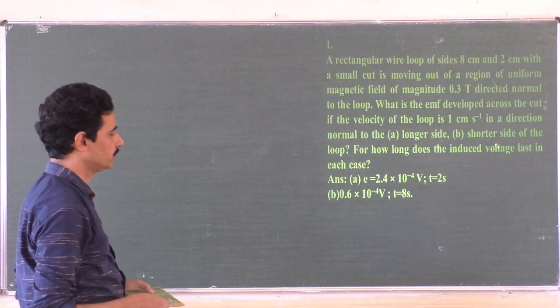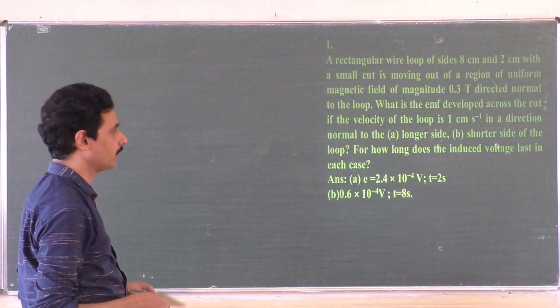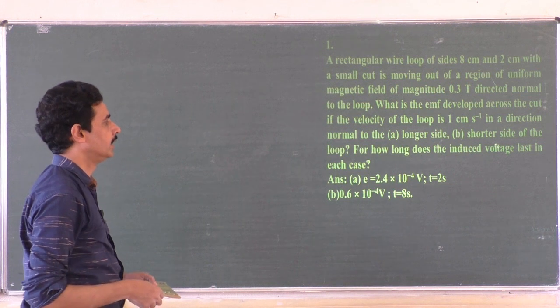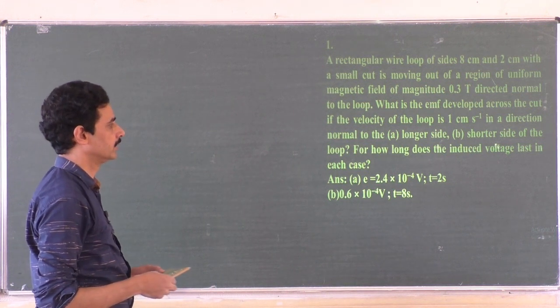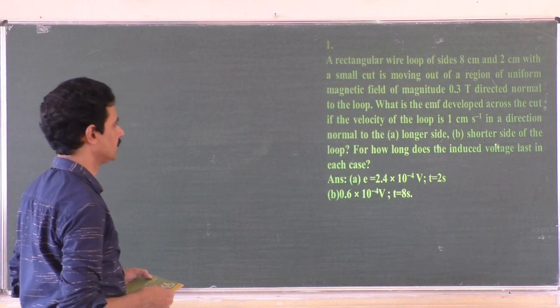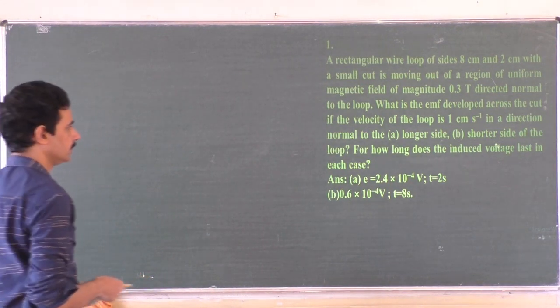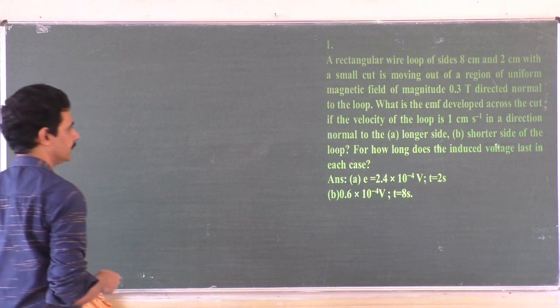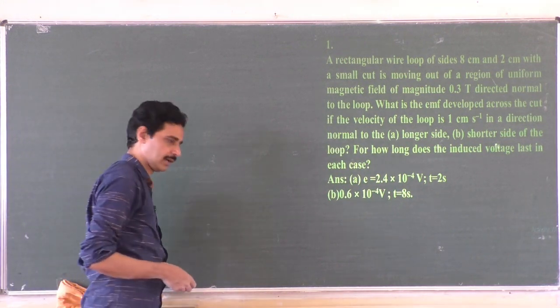If the velocity of the loop is 1 cm per second in a direction normal to the longer side, and the velocity of the loop is 1 cm per second in a direction normal to the shorter side of the loop, for how long will the induced voltage last? I will explain how it is so.